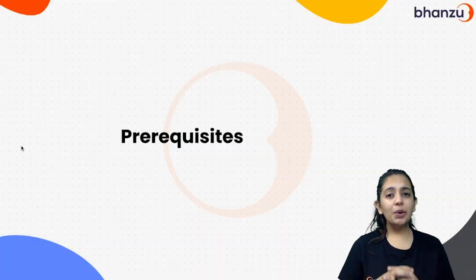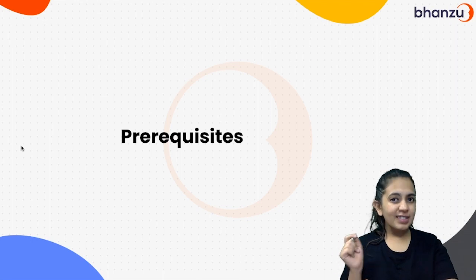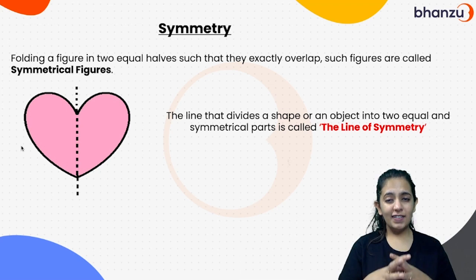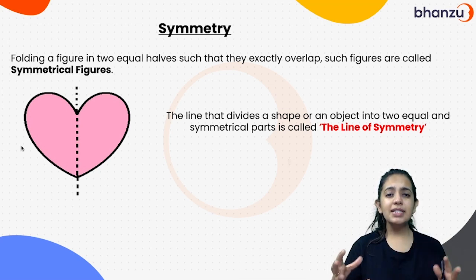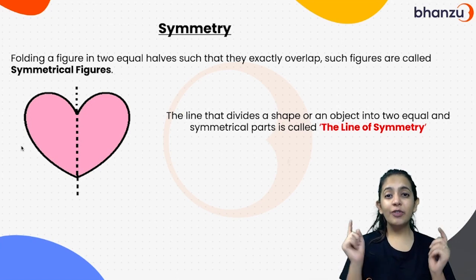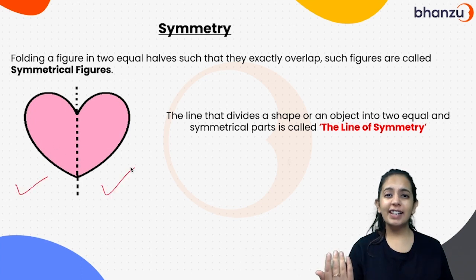Do you remember what all we have learnt in the last class? We have learnt about symmetry, the lines of symmetry, the symmetrical figures. Alright, so tell me, what is symmetry? Folding a figure in two equal halves such that the two parts must exactly overlap each other, that is called symmetry. And such figures are called symmetrical figures. And the line that divides that shape into two equal halves, that line is called line of symmetry.